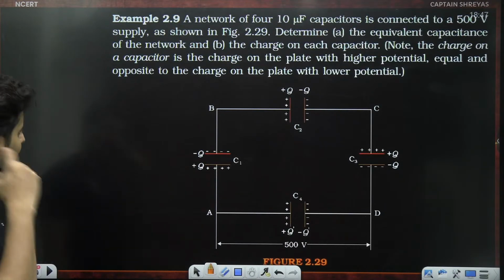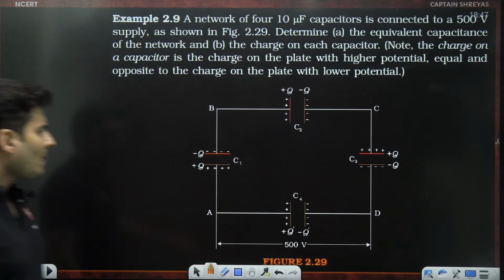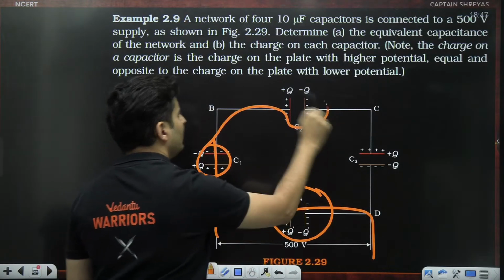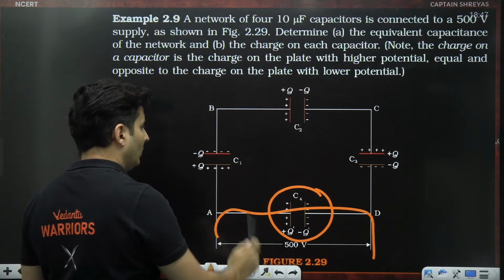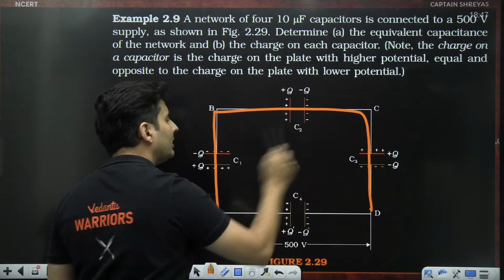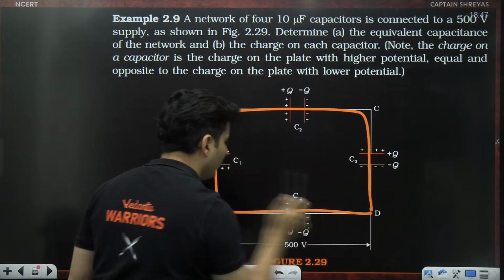Alright, so they have given some capacitors over here. There is a 4 capacitors network, and they are mentioning that they are connected to some voltage, and asking for the equivalent capacitance, the charge on each capacitor, etc. So over here, can you see this capacitor is in one branch, and this and this are one after the other in another branch. So 100% these three together are one after the other, which means they are in series.